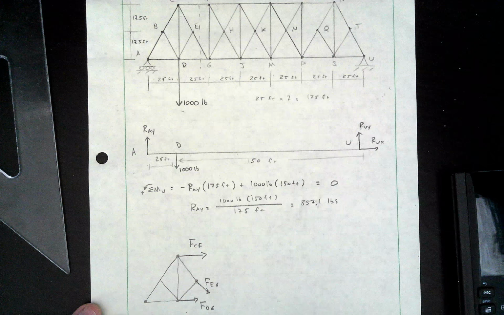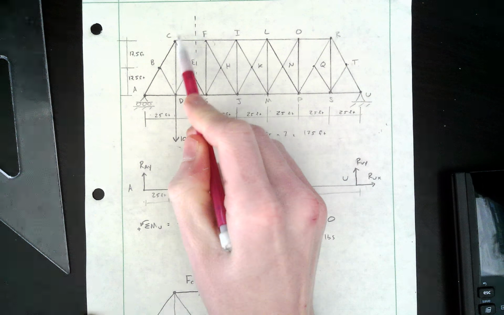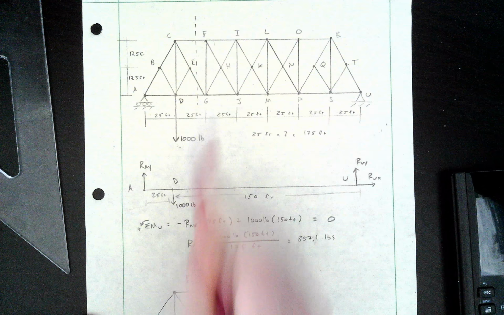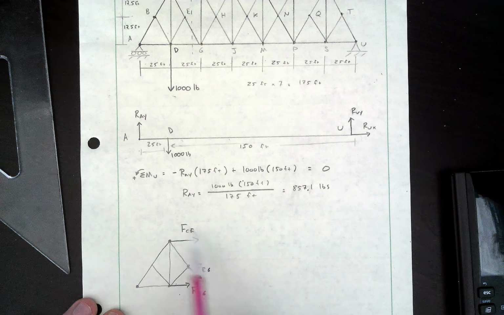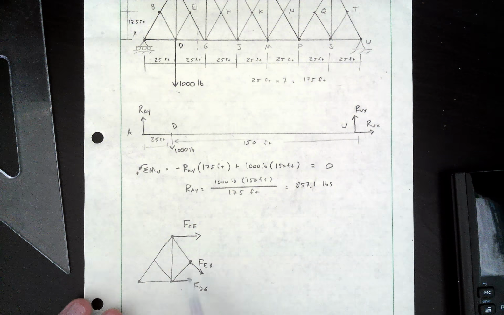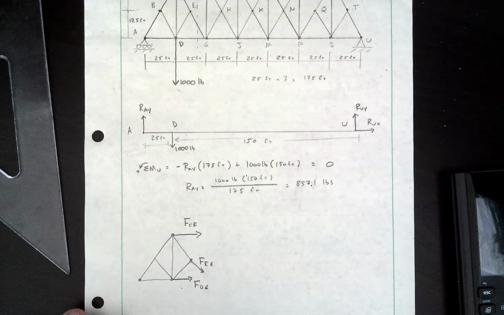So again, we've replaced all the members that we've cut through, which are member CF, member EG, and member DG. We're replacing all of those members with forces. And those forces are in the same direction as those members because we know the direction of the members.